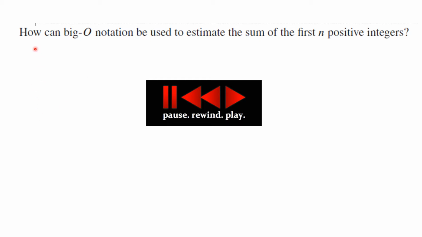When we adjourned last time, you were working on this problem. How can Big O notation be used to estimate the sum of the first n positive integers? If you solve this, congratulations. If not, I will let you go after it again. You know what to do. Let's see how you did.